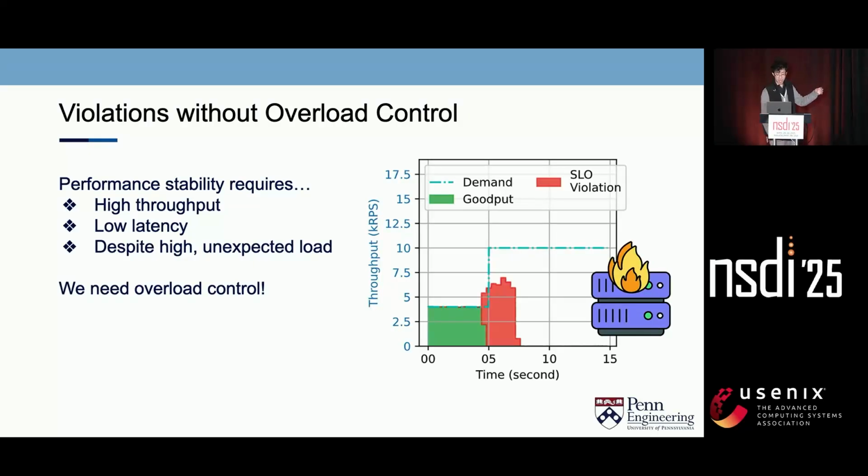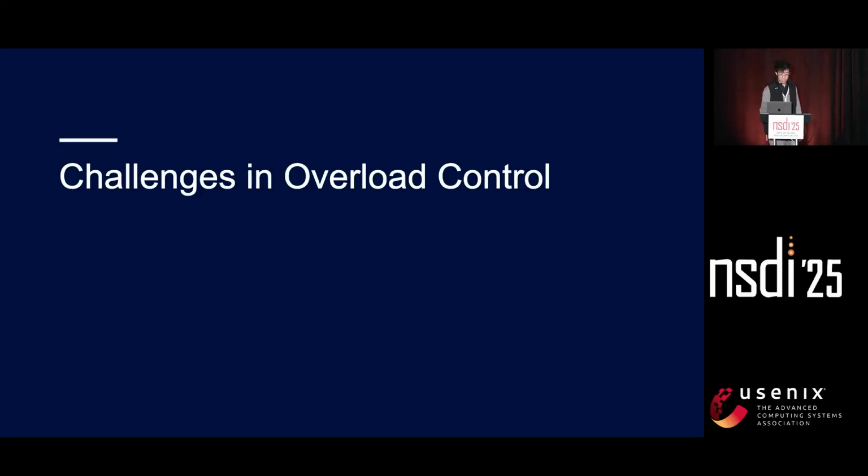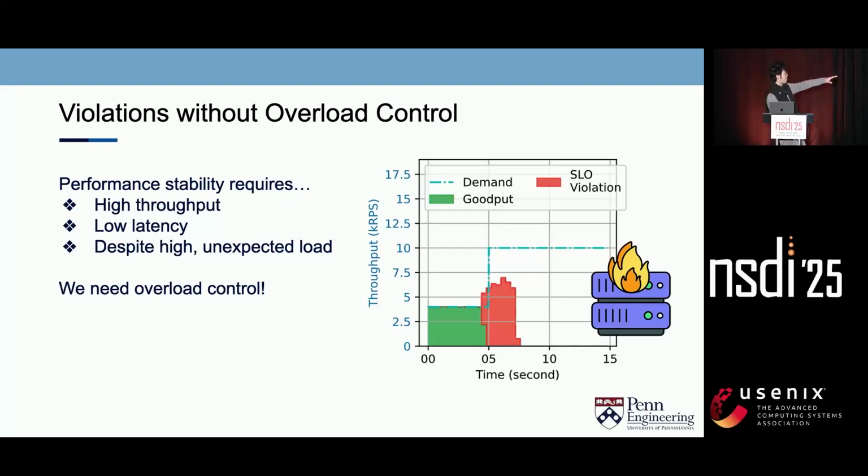But after the demand jumped from 4K to 10K RPS at the 5th second, all requests turn red, which is SLO violation, so they no longer meet the latency target. Even worse, after 3 seconds, the system is down. And that's exactly what we want to avoid. That's why we need overload control for those cloud applications. Well, at least we want to keep serving the 4K RPS, even under heavy load. And that's the purpose of overload control.